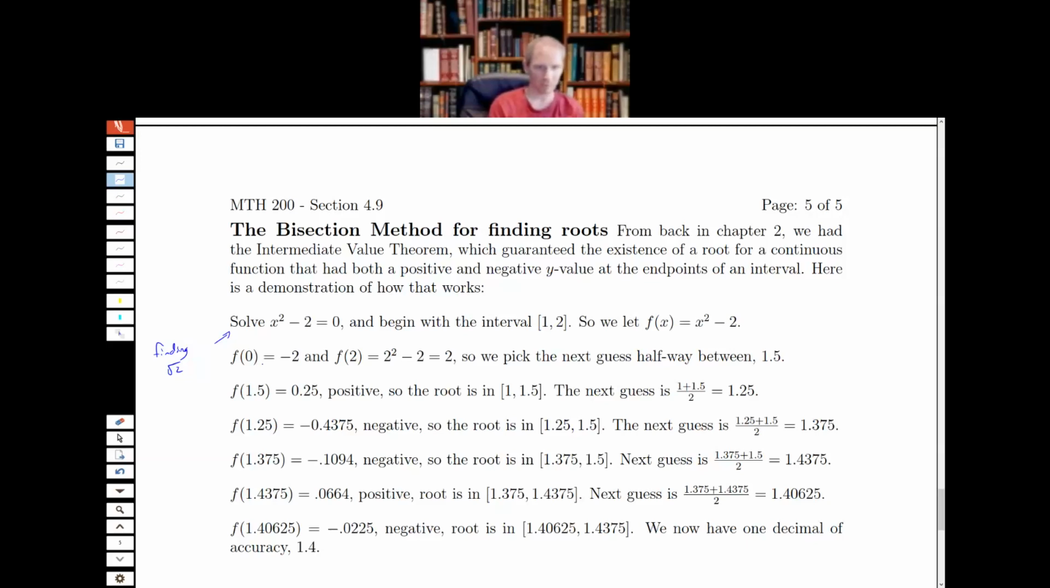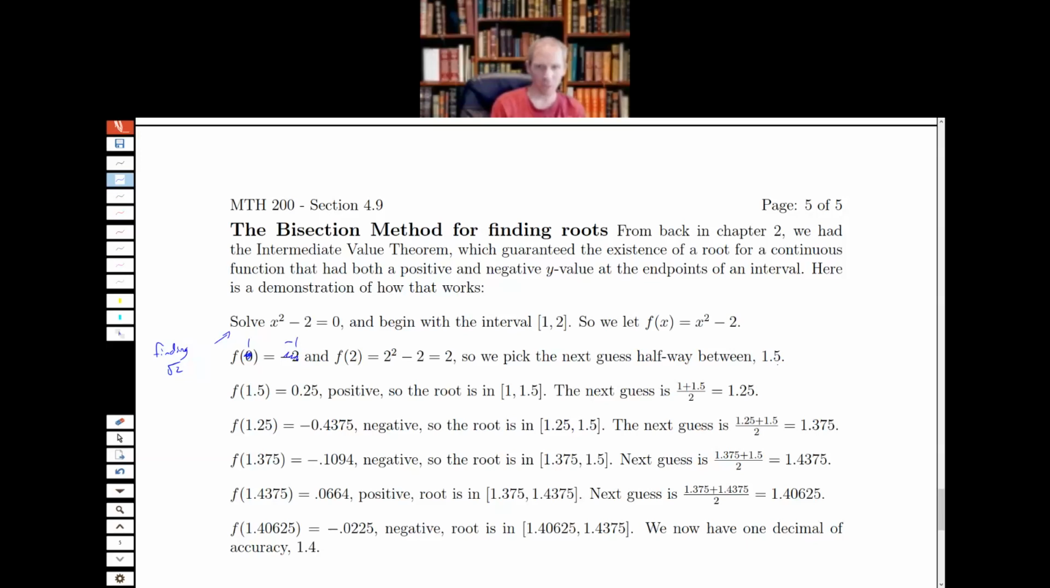oh, I plugged in 0. I meant to plug in 1. I want to start by plugging in 1. If I plug in 1, f of 1 is negative 1. F of 2 is 2. So what we do is we go halfway in between them. Halfway in between 1 and 2 is 1.5.